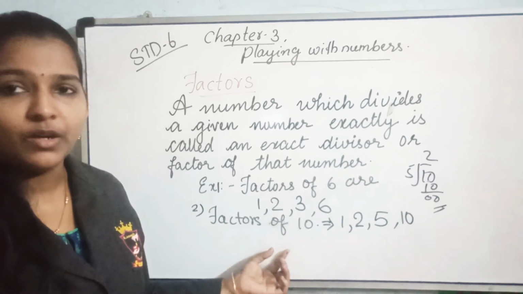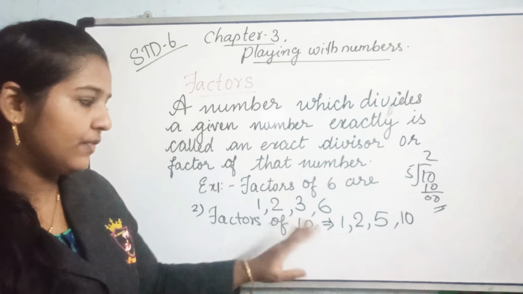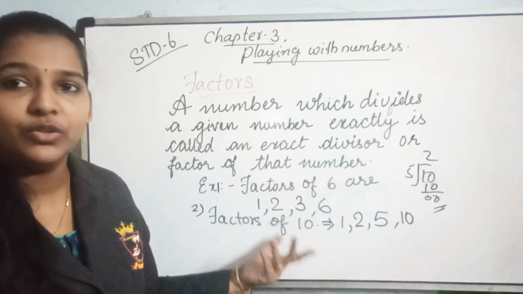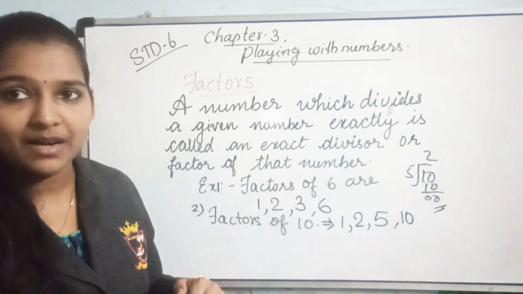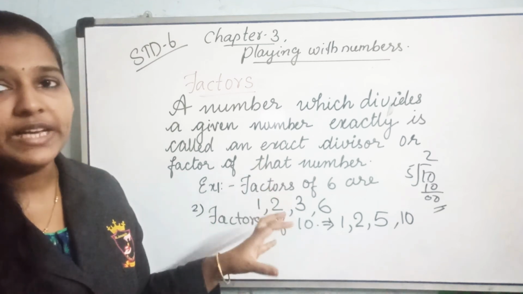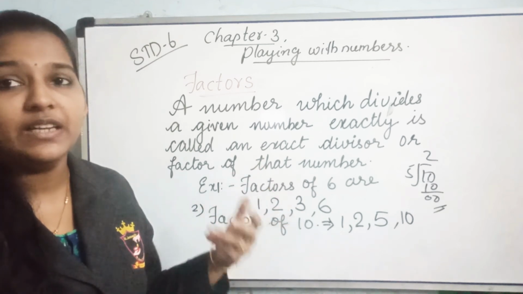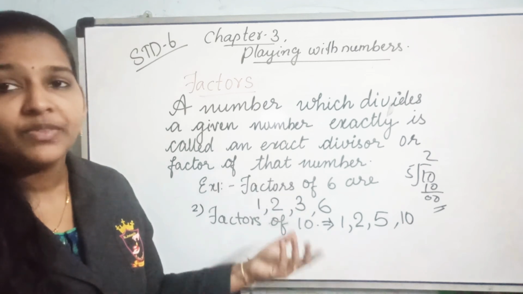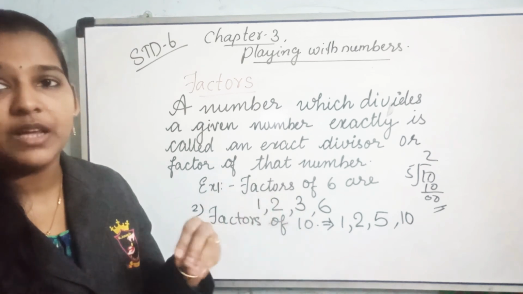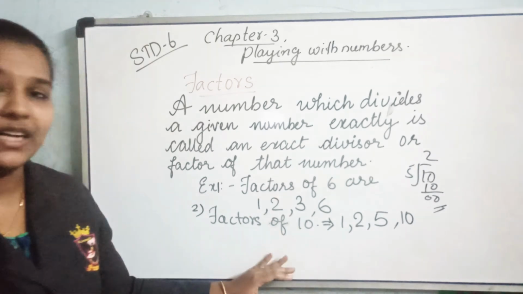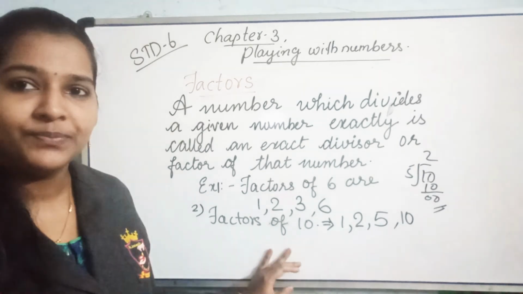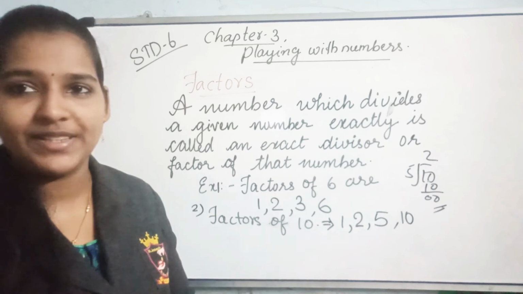Clear, children? Always remember, to find the factors of a number, you check in which numbers or in which tables that number is coming, or you check which are the numbers we can use to divide that number, and we will get an answer without leaving any remainder. Got it? Okay, so this is the factor. Clear? Alright, let's discuss some more examples.